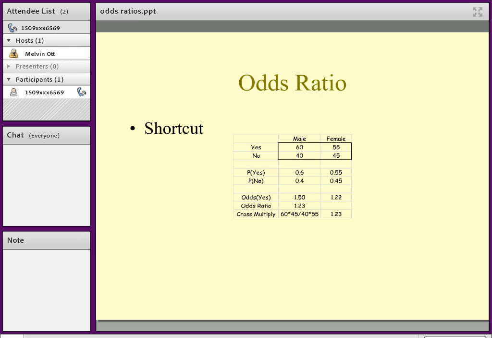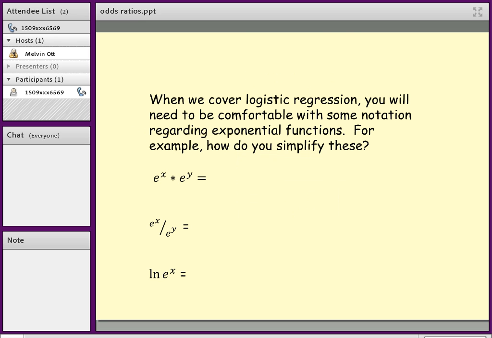So there is a shortcut. If you have a 2-by-2 table and you want to do an odds ratio, an easy way to do it is to cross multiply. Take 60 times 45 divided by 40 times 55, and you'll get that same result, 1.23. So now you know all about odds ratios, and we'll talk about it some more as we go along.